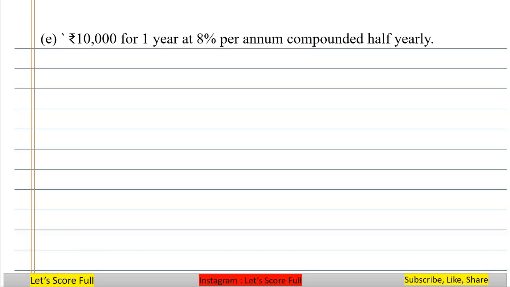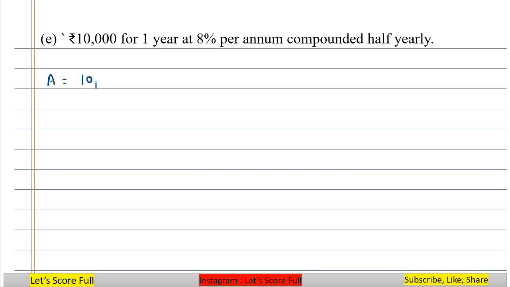There are 10,000 rupees as principal for 1 year at 8% per annum compounded half yearly. This question is exactly the same as the previous one. Just the principal and rate of interest have changed. You can solve it, I am sure. If you are not getting it, let me know. I'll just substitute the values into the formula.